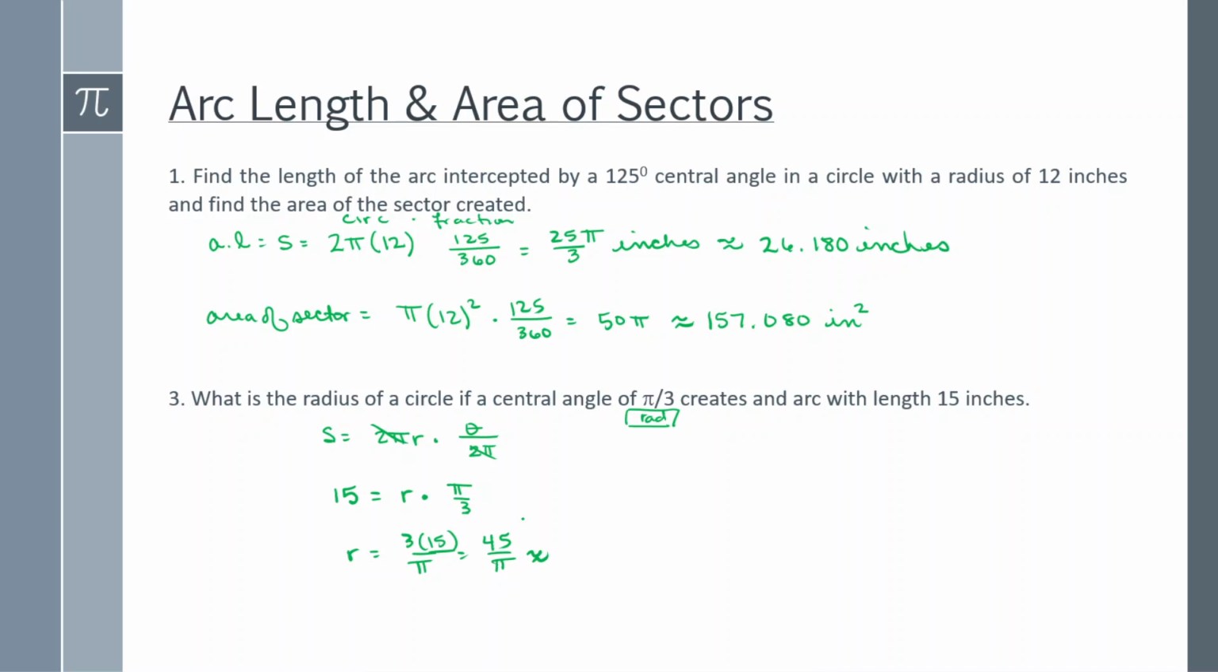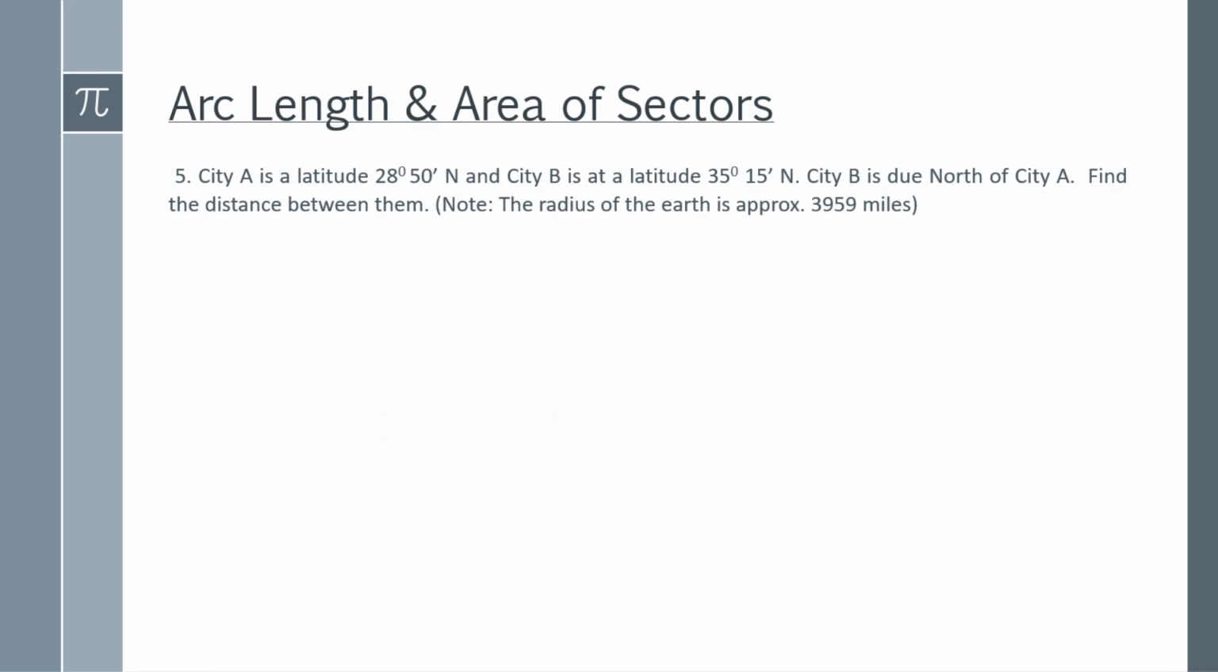And if you want the decimal approximation, you'd get 14.324. Okay, and this is in inches. Now, generally speaking, we're going to leave our answers precise. So I'm going to leave it just as that 45 over pi, unless I have to use that number for some other purpose. Okay. All right, one last example.